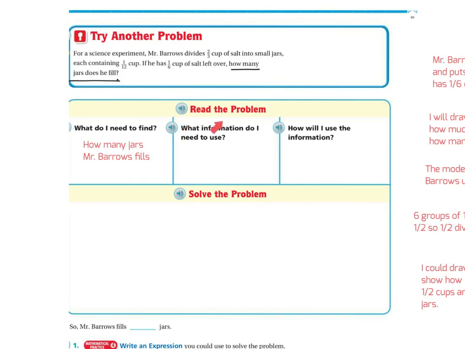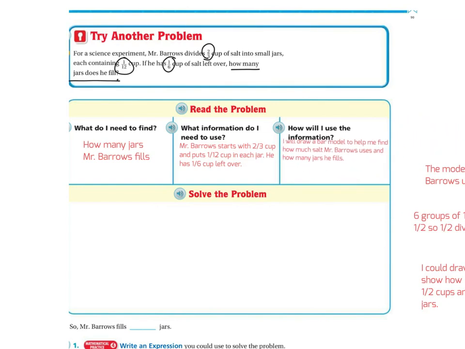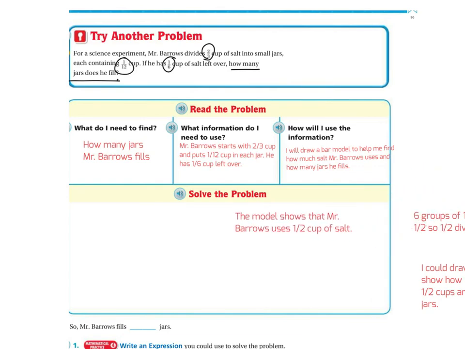Then it asks, what information do I need to use? I need to know that he starts with 2/3 cup, that he puts 1/12 cup in each jar, and that he has 1/6 left over. So how am I going to use that information? I'm going to draw a bar model that's going to help me find out how much salt Mr. Burrows uses and how many jars he fills. The model needs to show that Mr. Burrows uses a half cup of salt. So first of all, let me draw the model.